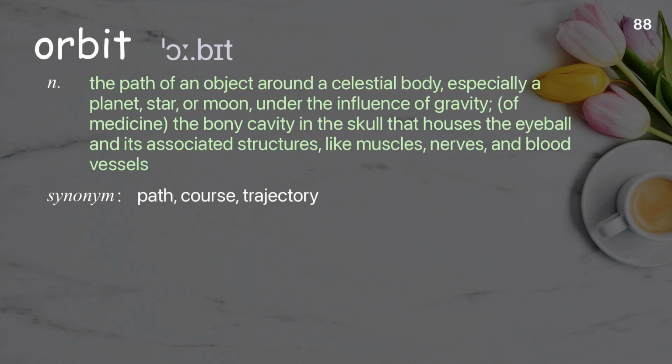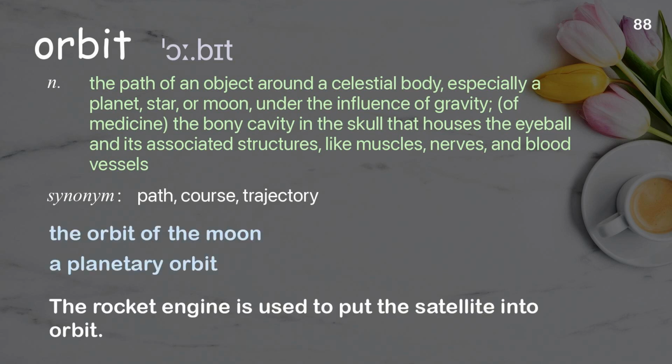Orbit. The path of an object around a celestial body, especially a planet, star, or moon, under the influence of gravity. In medicine, the bony cavity in the skull that houses the eyeball and its associated structures, like muscles, nerves, and blood vessels. Examples: The orbit of the moon, a planetary orbit. The rocket engine is used to put the satellite into orbit.